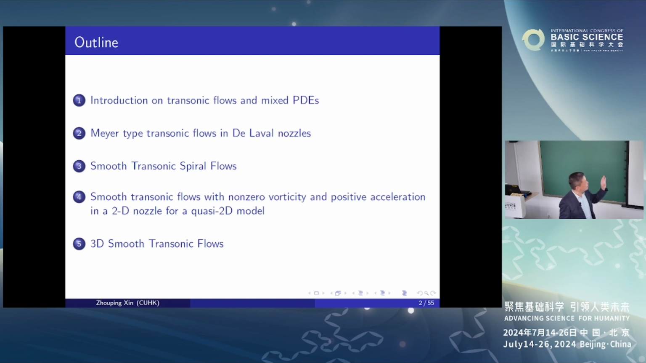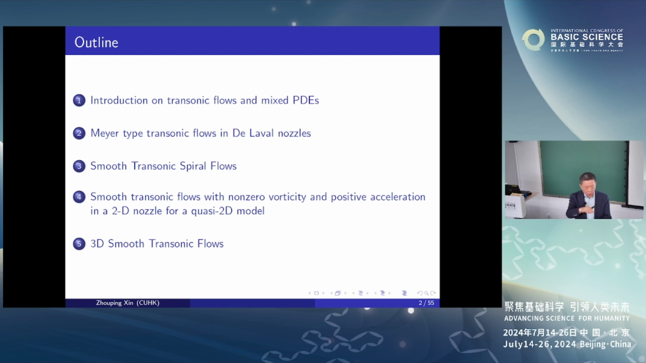This is because it is a problem from 30 years ago when I was a postdoc at Courant, and I went to discuss with Cathleen Morawetz. That's a problem she gave to me. I haven't been able to solve it, but I have kept the problem so far. I will tell you some progress I made on Meyer type transonic flow in the de Laval nozzle. Meyer type means it's actually physical, the only kind of transonic flow which you might expect to be smooth.